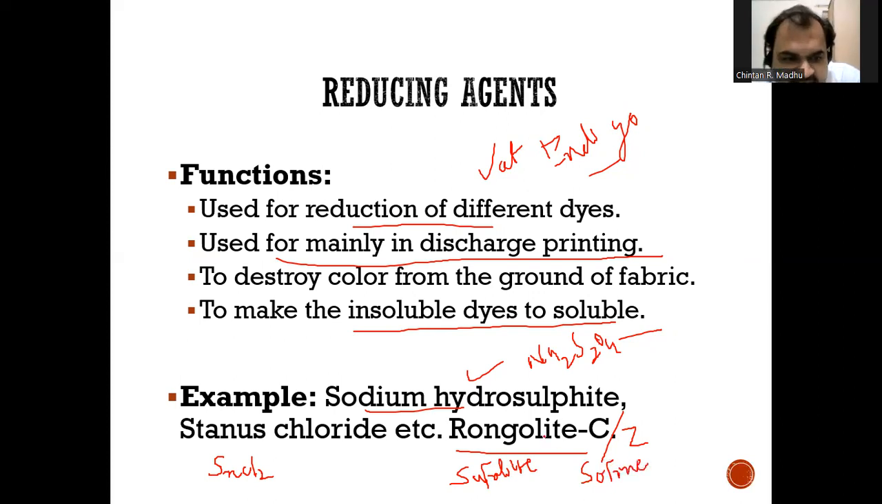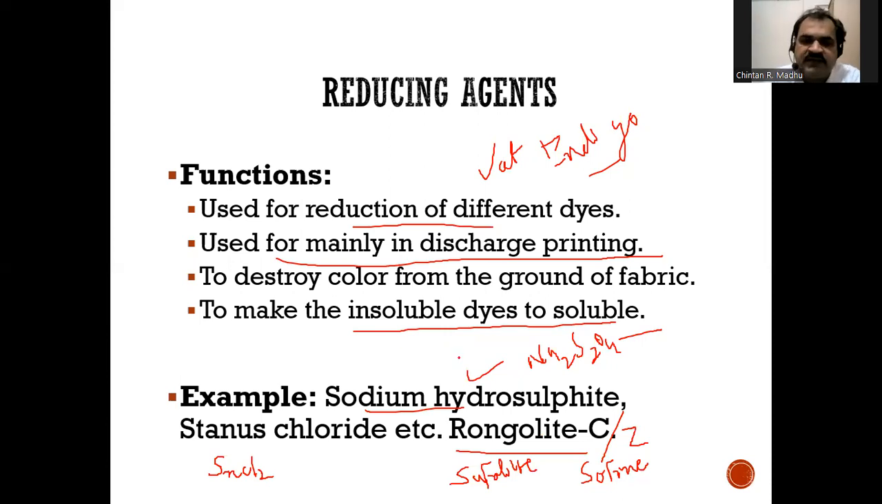Sodium rongalite C is a reducing agent used for discharging colors which are dyed on natural fabric like cotton. And rongalite Z is specifically used for synthetic fabric. So rongalite C is also known as sapolite, and rongalite Z is also known as sapoline. These are names given by the manufacturing companies. So you have to just concentrate on your reducing agent.